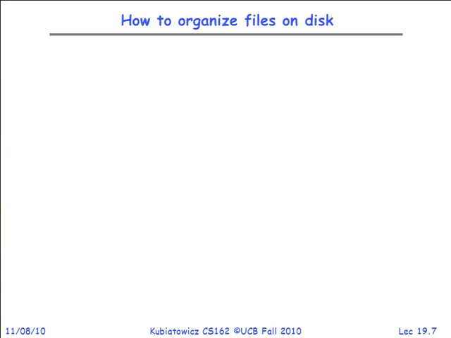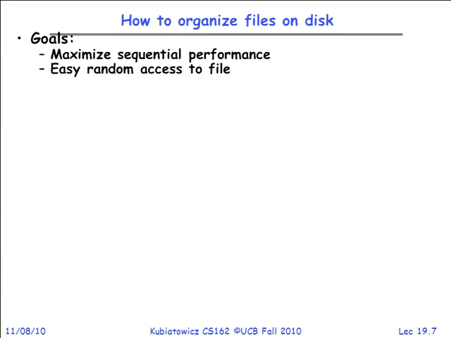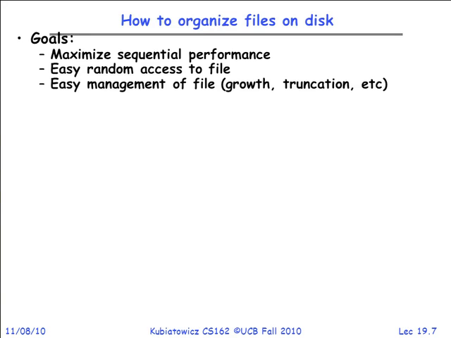So how do you organize files on the disk? Our goals are, 1, we want to maximize sequential performance. 2, we want to have easy random access. 3, we want to be able to manage files. So if they grow or they shrink or whatever, that's got to be possible. Okay, because you edit files all the time.